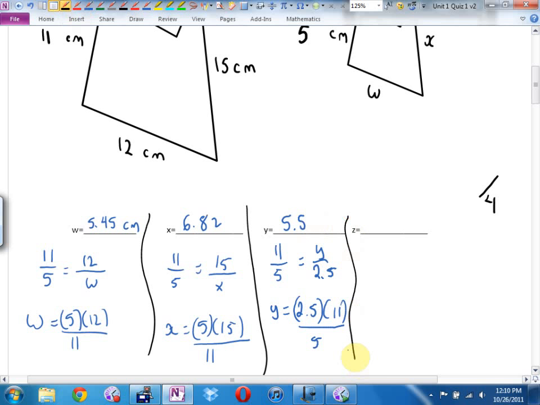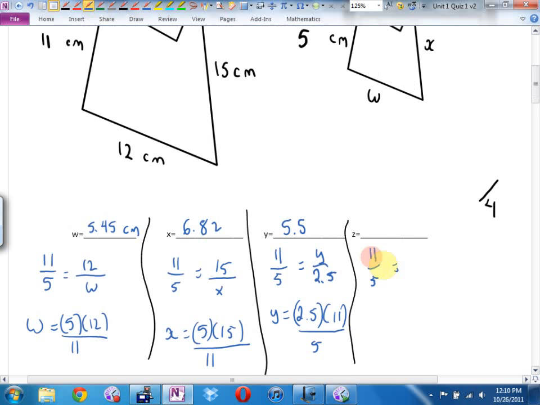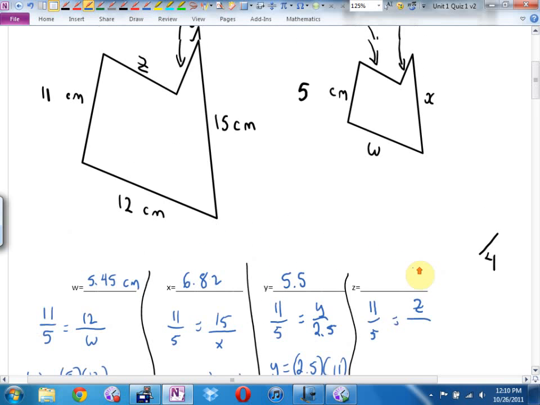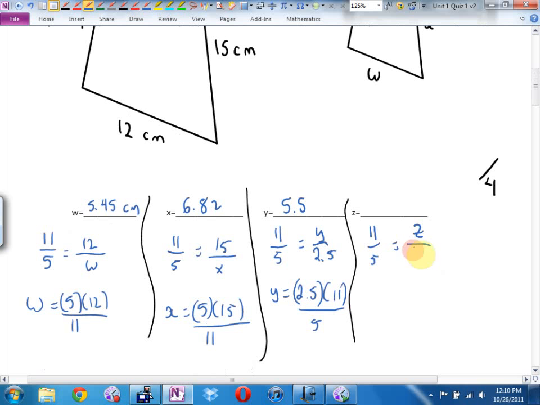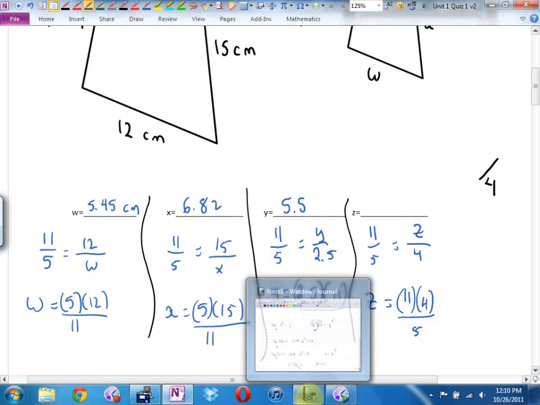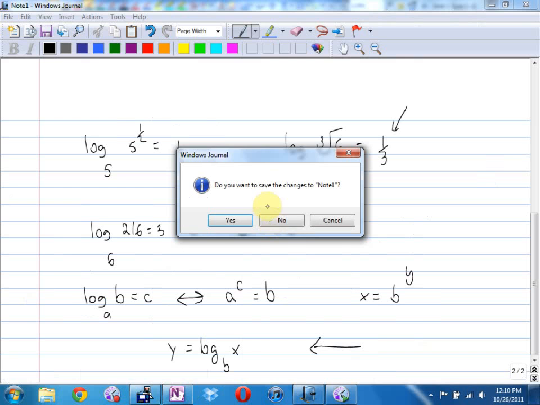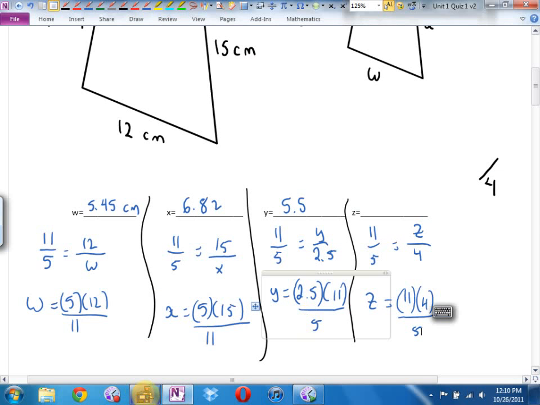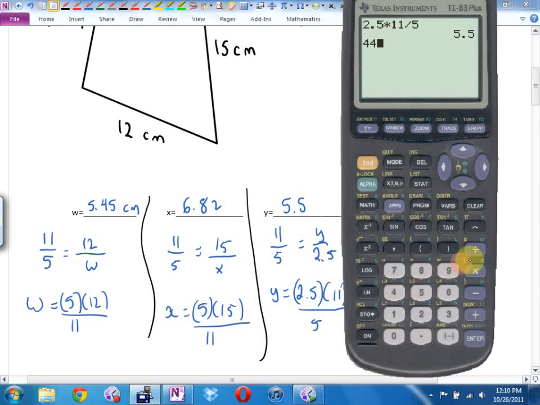How about Z? Let's see. I'm still going to use the same conversion factor, 11 over 5. And Z is in the big shape on top. Z goes with 4. So Z is going to be 11 times 4 divided by 5. It's going to be 11 times 4, let me close this and get that out of the way, divided by 5, 44 divided by 5, 8.8.